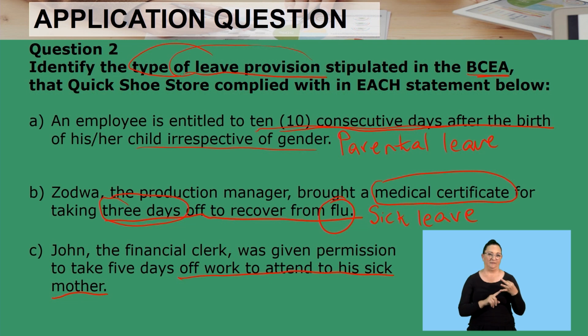Right, let's move on to the last one. John, the financial clerk, was given permission to take 5 days off work to attend to his sick mother. So that is also another keyword, or rather we've got keywords. You were given 5 days off work to attend to his sick mother, not friend, but sick mother. So what is that leave provision? That's correct. So that is your family responsibility leave. You got that one right. So can you see how simple this is? You just need to identify the keywords and understand, put that in context, then voila, you are good to go. Right, let's move on to the next question.